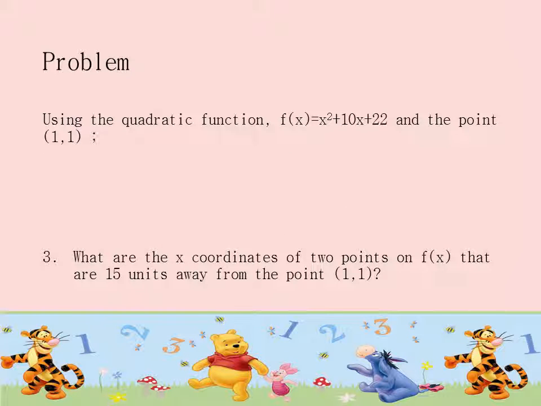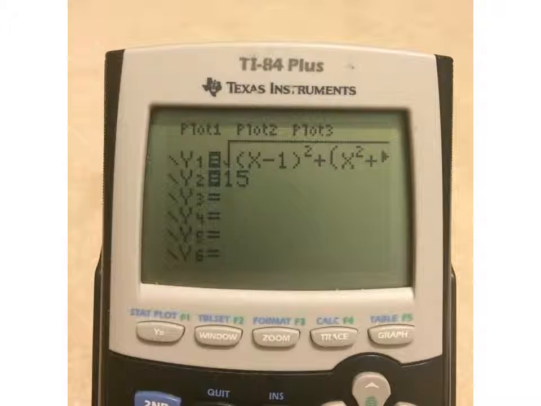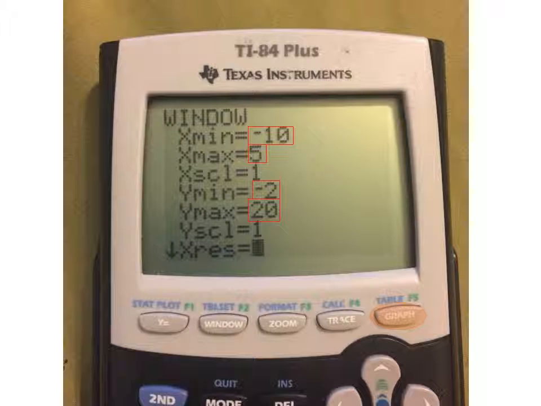We will now focus on question 3. What are the x-coordinates of 2 points on f of x that are 15 units away from the point (1, 1)? Plug the distance equation back into the calculator. Plug 15 into y2. Make sure that the y max is greater than 15 to fit the equation. Press graph.